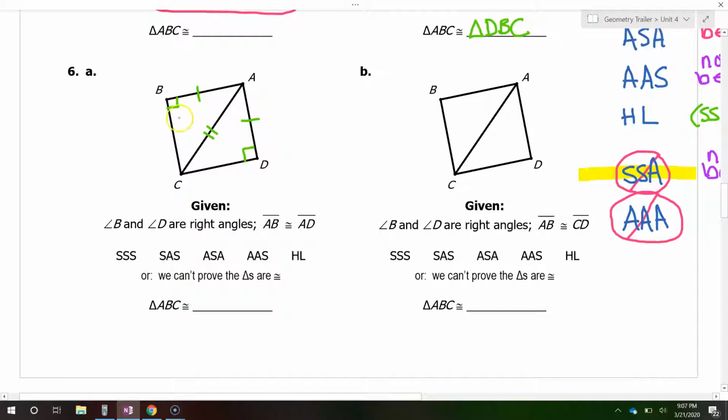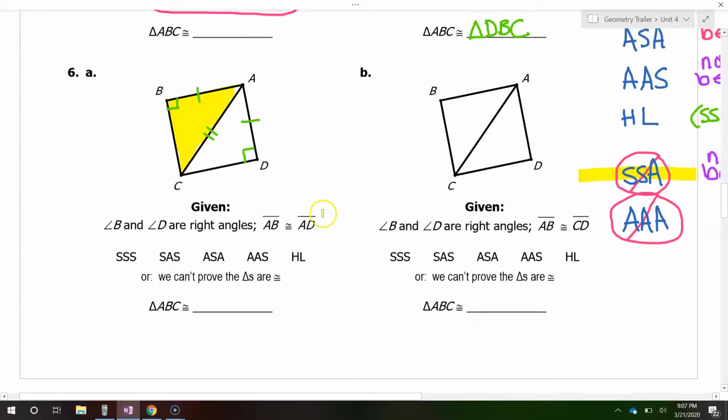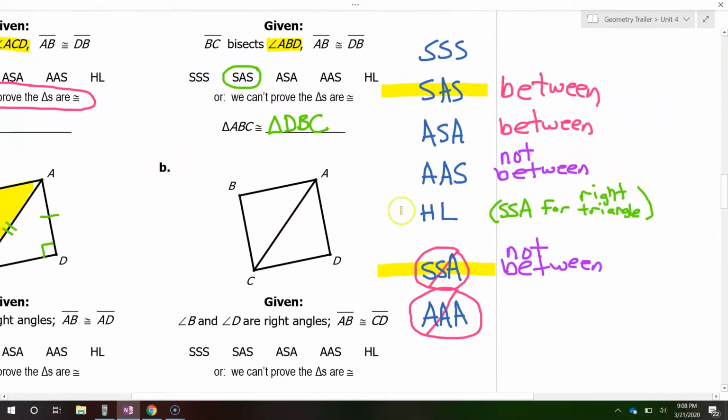It's time to try to prove that these two triangles are congruent. Focus on one triangle at a time for this part. So I'm going to focus on this triangle right here, for example. Now, what parts do we have marked? I see that we have two sides and an angle. So whenever we have two sides and an angle, there are three possibilities. Side angle side, hypotenuse leg, or side side angle, which doesn't work.